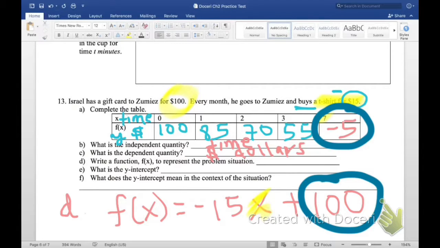What is the y-intercept in this situation? This is part E. Y-intercept represents what Israel starts with. He starts with $100, so make sure to write, okay, well, the y-intercept is 100, and what does it represent? It represents what he starts with. So his starting amount. Oh, and that's actually F. So $100 represents the starting amount. That's what he starts with on the gift card, right? So I kind of answered E and F.